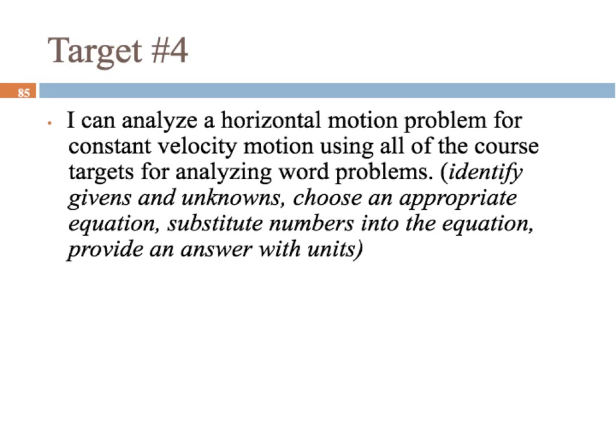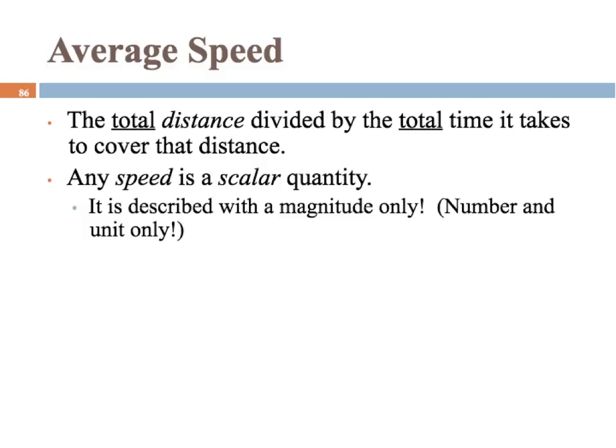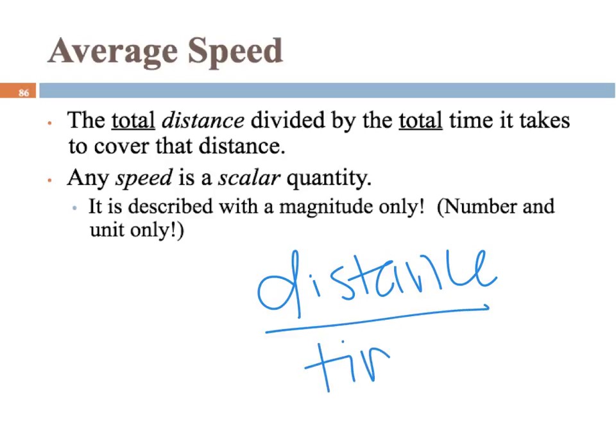All right, we're going to continue on to finish up with the equation. Target 4. Target 4 talks about average speed and average velocity. So average speed is the total distance divided by the total time it takes to cover that distance. So we have distance divided by time. Remember that speed is a scalar quantity, okay? It is described with magnitude only, so something like 2 meters per second, okay? It doesn't tell us what direction it's moving in.